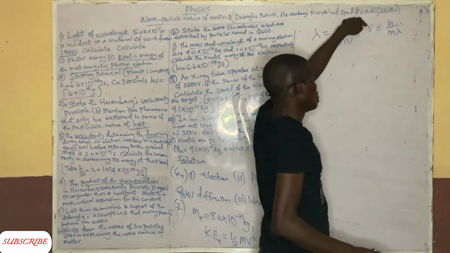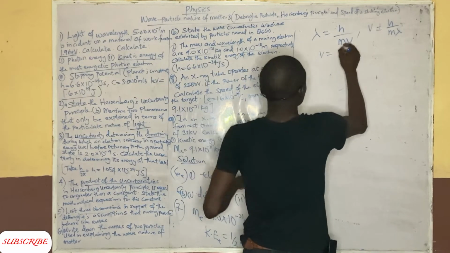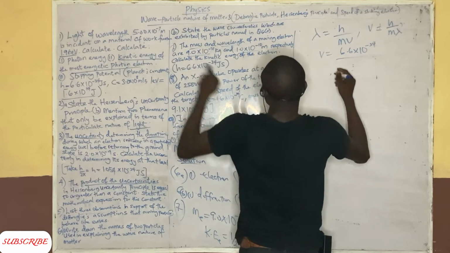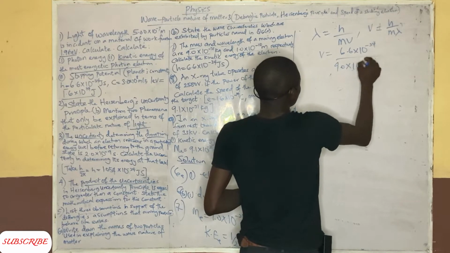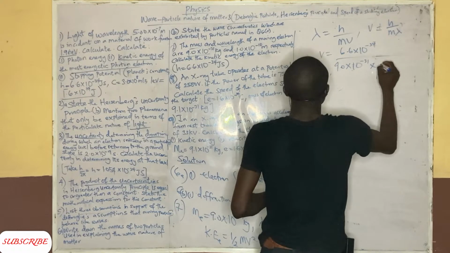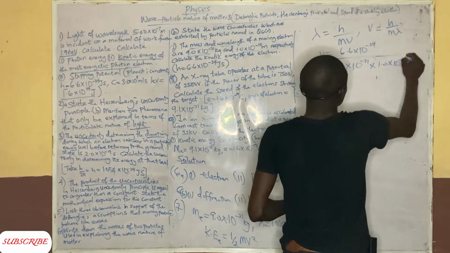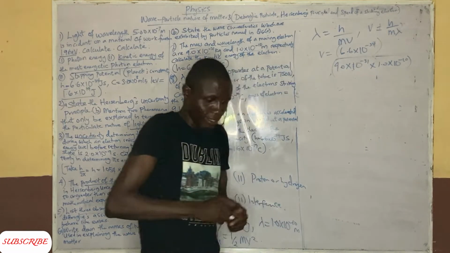Now you are making v the subject of the formula. Substitute your values. v is equal to what? Your Planck constant, 6.6 times 10 to the power minus 34. What's your mass? 9.0 times 10 to the power minus 31. And your lambda, 1.0 times 10 to the power minus 10. So bracket close, and press the calculator to see what we have.